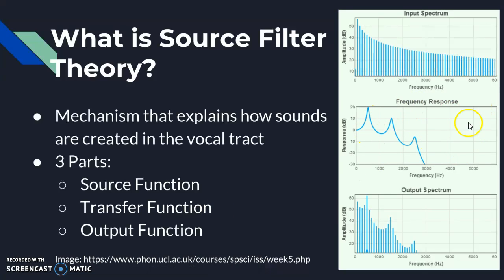The second part is the transfer function, which is represented here on this resonance curve. And this is just the vocal tract resonator, basically. So as you can see here, each of these peaks right here, 1, 2, and 3, are the formants, or just the resonances at each frequency. So this peak would be the highest amplitude at about 500 hertz. This one would be at about 1500 hertz, and this one would be about 2500 hertz.